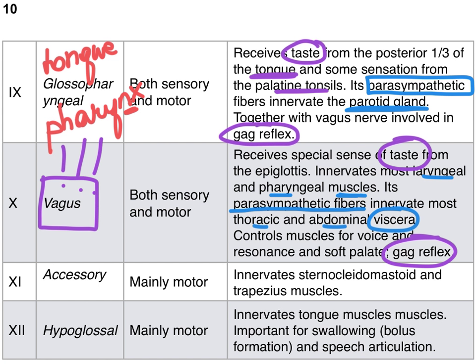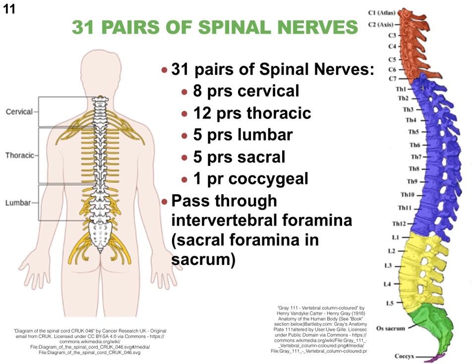So those are your 12 pairs of cranial nerves. Just to reiterate, you need to know their names, you need to know their numbers, you need to know whether they're sensory, motor, or mixed. You need to know their major functions. You should be able to list those nerves that have parasympathetic fibers. You should also be able to list which nerves are involved in taste and the couple that are involved in the gag reflex. That brings us to the spinal nerves.